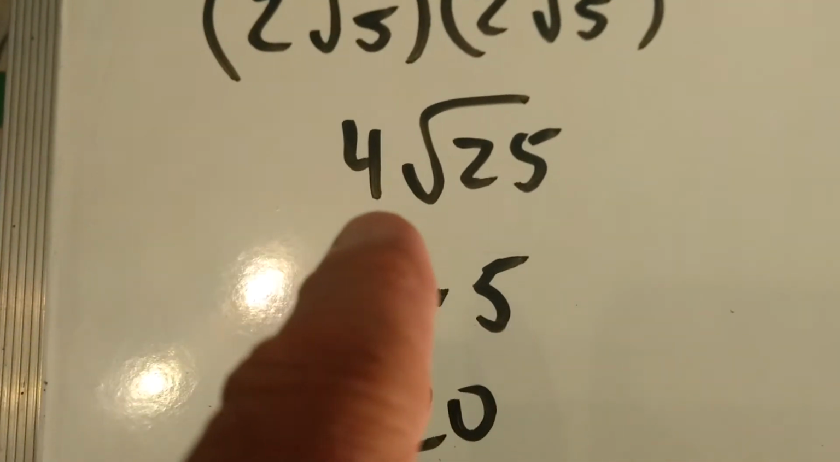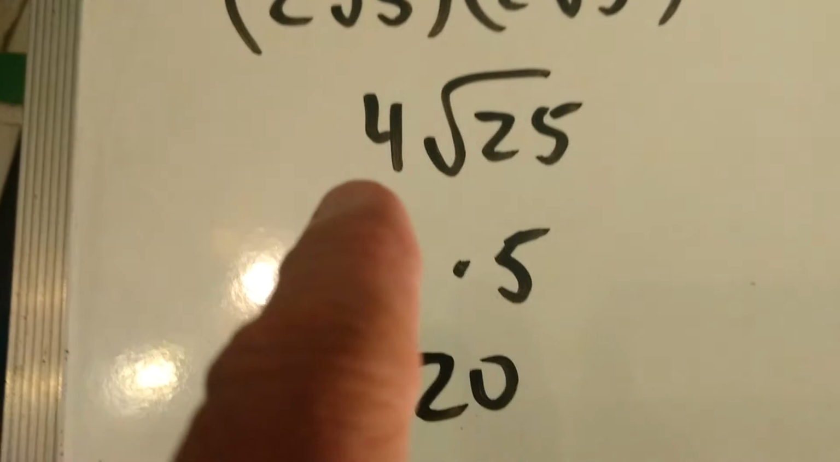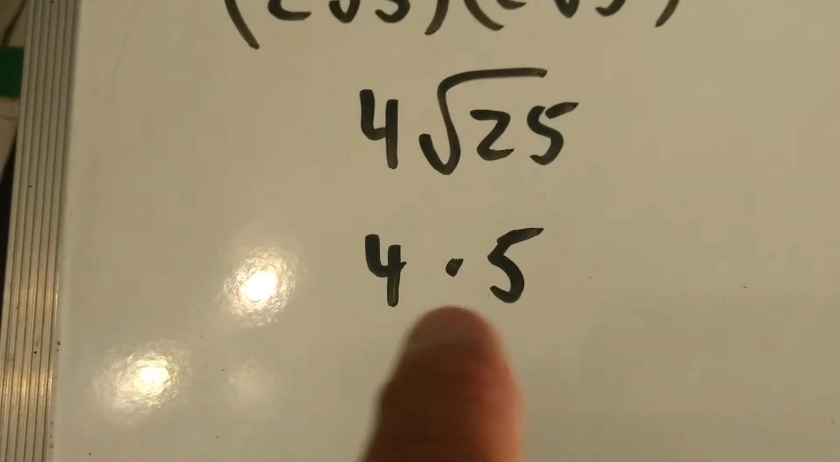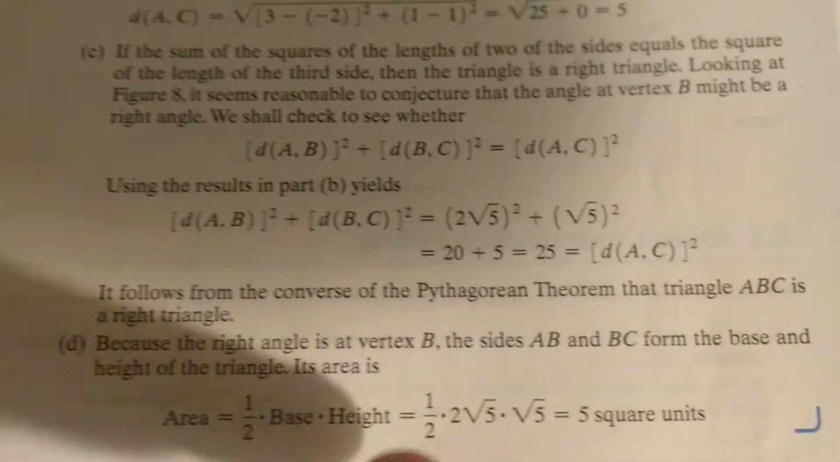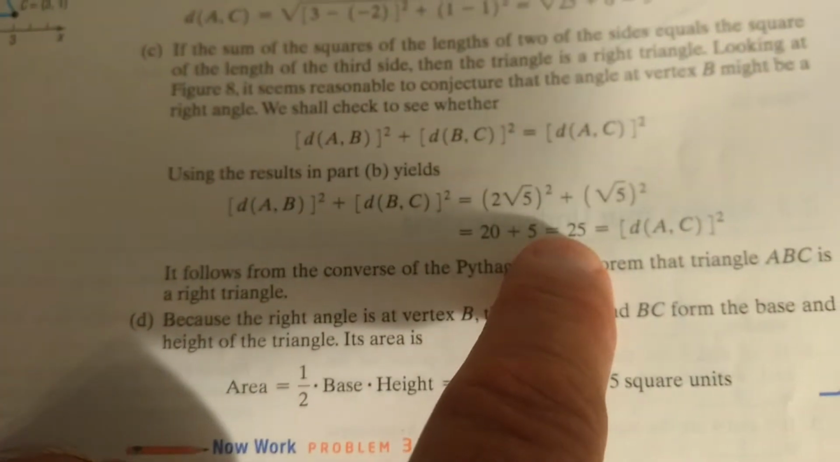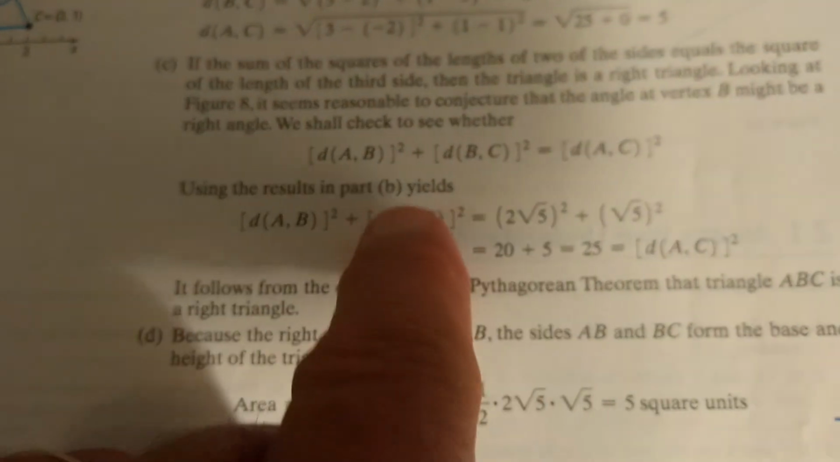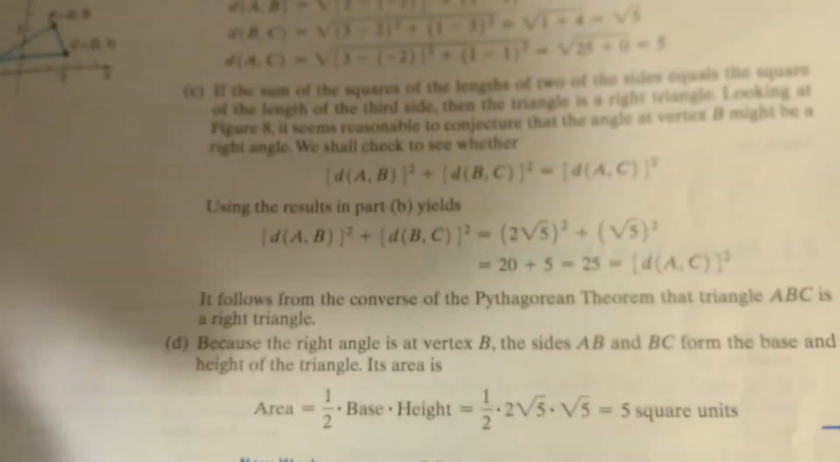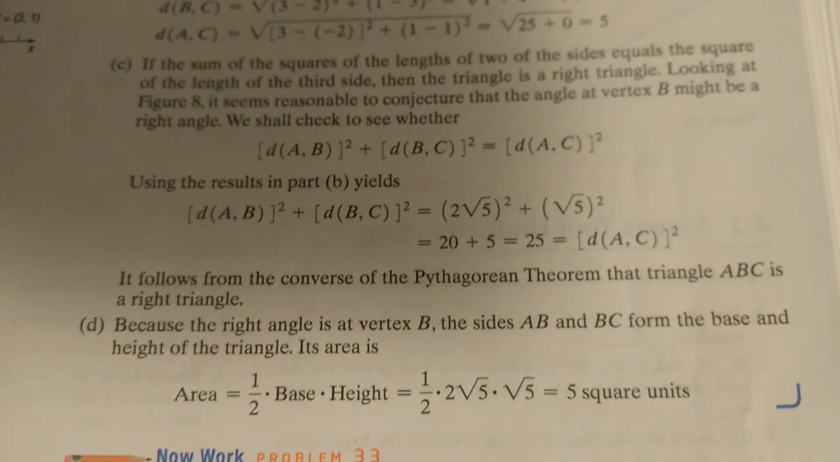Remember, this says 4 square root of 25, but it really says 4 times the square root of 25. Square root of 25 is 5, so 4 times 5 is 20. Coming back here, we set up the Pythagorean theorem. We can see that this is going to be 20 plus 5, which is 25, which equals 25. Because both sides of the Pythagorean theorem are equal, we have mathematically proven that it's a right triangle.